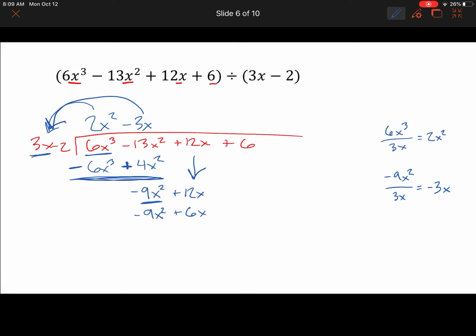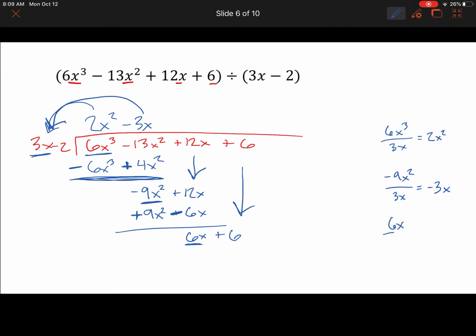Negative 3 times negative 2 is positive 6x. Distribute the minus sign, so that becomes a plus. That becomes a minus. So add those together, get 0. 12x minus 6x gives me 6x. Bring the next term down and repeat.